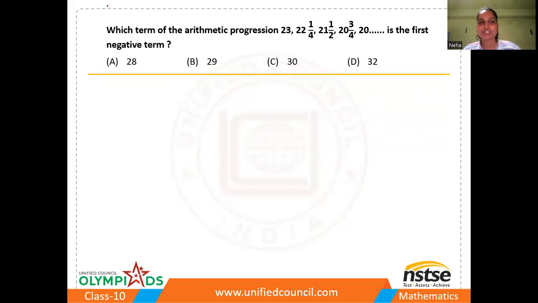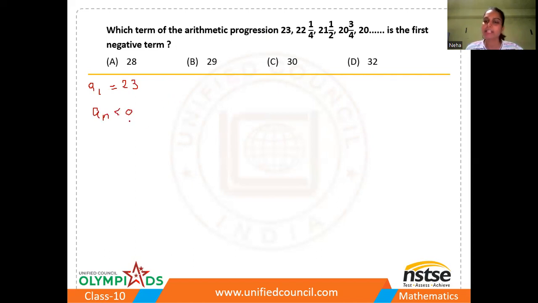Here is the next question. Which term of the arithmetic progression 23, 22 3/4, 22 1/4, 21 1/2, 20 3/4 and 20 is the first negative term? So first of all, the first term a1 is equal to 23, right? And an should be less than 0. Clear? So an is what?